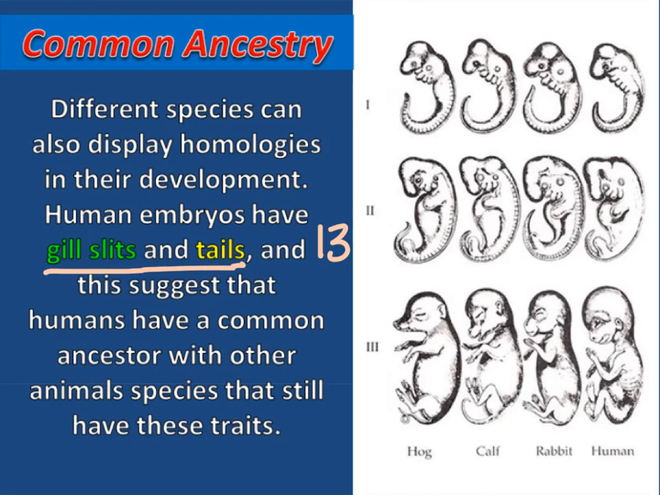Number 14. What does this imply or tell you about humans and other members of the phylum Chordata? So just like I said, all of these organisms here, their embryos look so similar to one another. That just means scientists believe that we share a common ancestor with these organisms. So number 14, have a common ancestor.